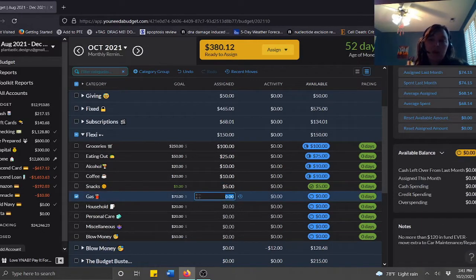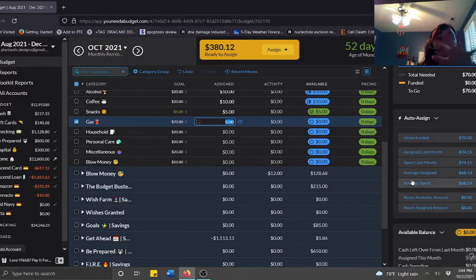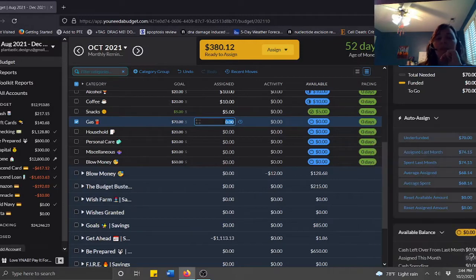Let's see, gas, I also just filled up the other day. Let's see, what are you saying over here? The cool thing about this software too is it also tells you what you spent last month, so that you can decide how much you want to set aside. I have a full tank right now, and I don't get paid again until the 15th. I only go into the office one day a week, I don't think I'll need to fill up between then and now, but I would just put $10 in here just in case.